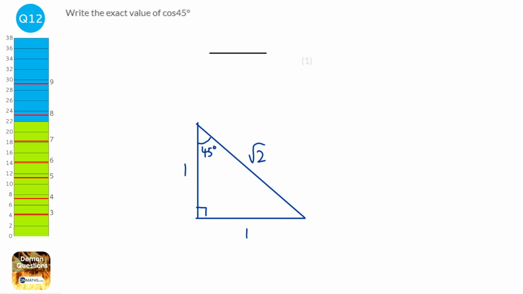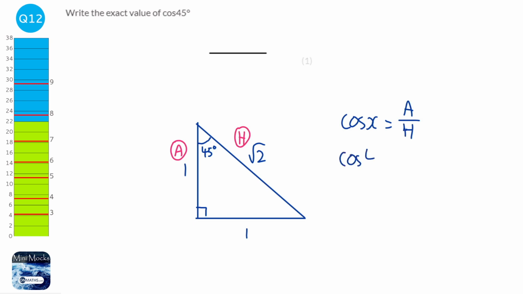When we label it with our marked angle here, we've got the adjacent is here and the hypotenuse is here. Now we know from trigonometry that cos x equals a over h. The angle is going to be cos 45, and a is going to be 1, and h is going to be root 2.